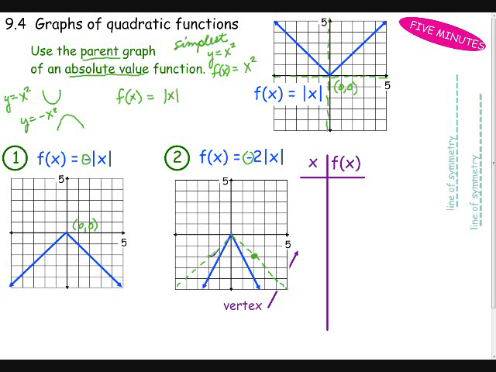If I had taken the parent and just flipped it upside down, I would have these 2 points at 2 and -2, right? And at -2 and -2.